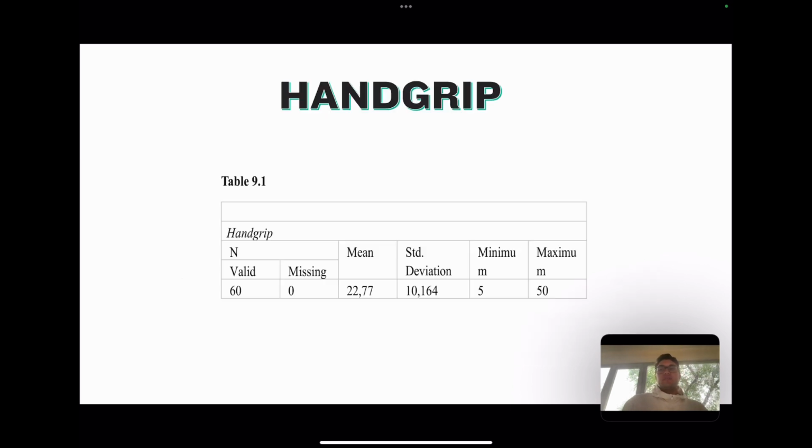Hand grip strength is a measure of muscle strength. The average in our group was 22.77 kilograms, with values ranging from 5 to 50 kilograms. This means some patients had rather weak hand grip strength, while others are much stronger.